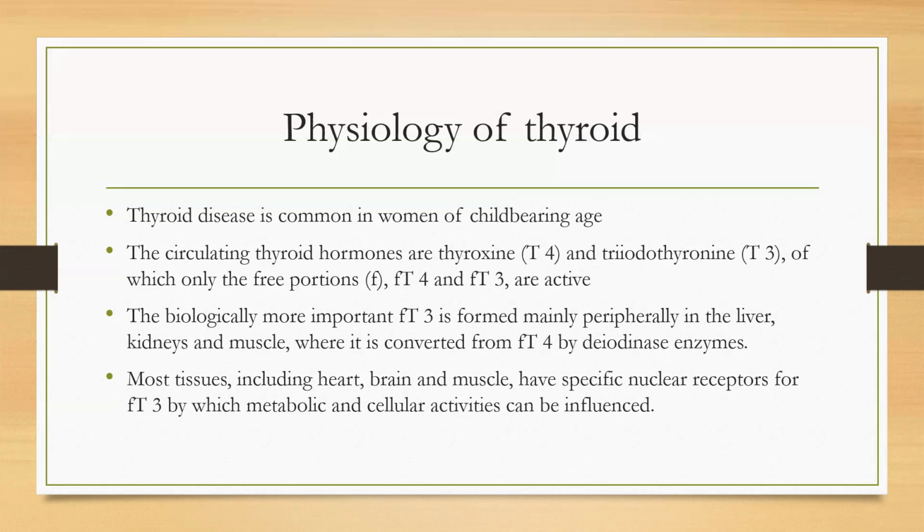Most tissues, including heart, brain, and muscle, have specific nuclear receptors for free T3, by which metabolic and cellular activities can be influenced. So hypothyroidism is more dangerous for the baby because in the first trimester, the fetal thyroid starts to produce thyroxine from the 5th week of pregnancy, but only a small amount, and thyroxine is very important for fetal brain development.